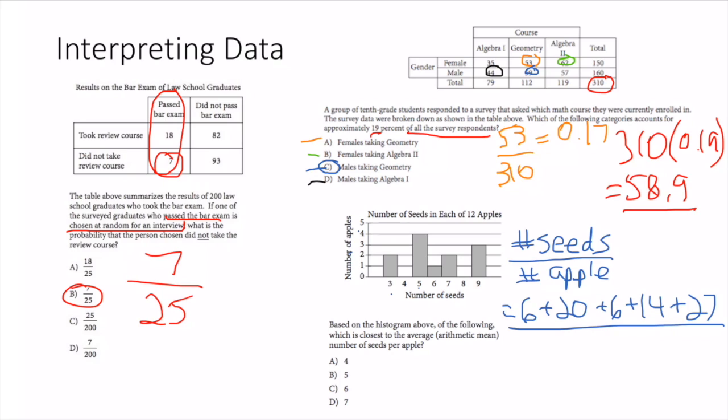Okay, so the number of apples, I had 2 here. Those 4, I got 6 apples. There's another one, 7 apples. Okay, here's 2 apples here, so that's 9 apples, and then I have 12 apples total. Okay, so now I'll just do the math. 6 plus 20 plus 6 plus 14 plus 27 is 73. Divided by 12 is 6.08. Okay, so there's about 6 seeds per apple.